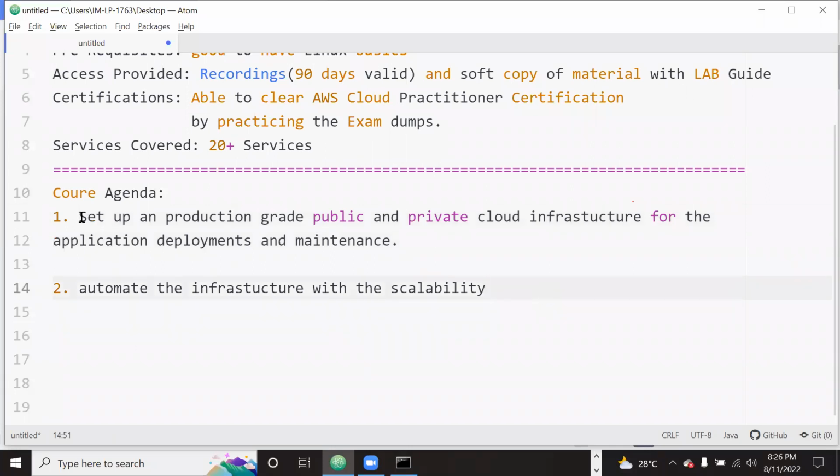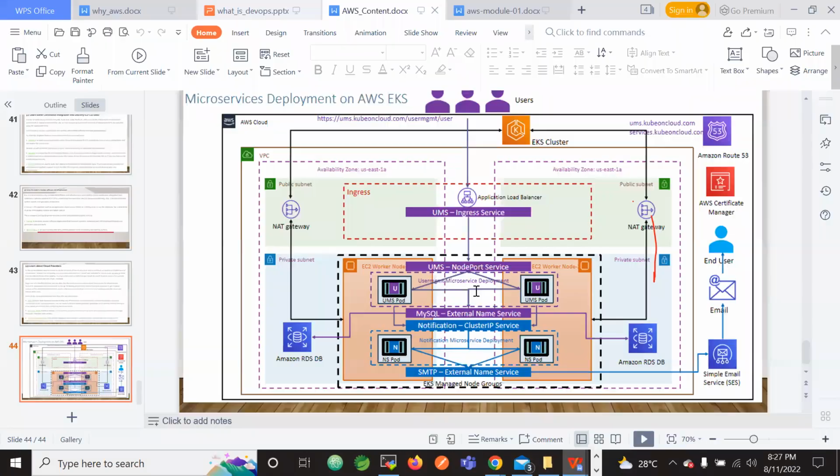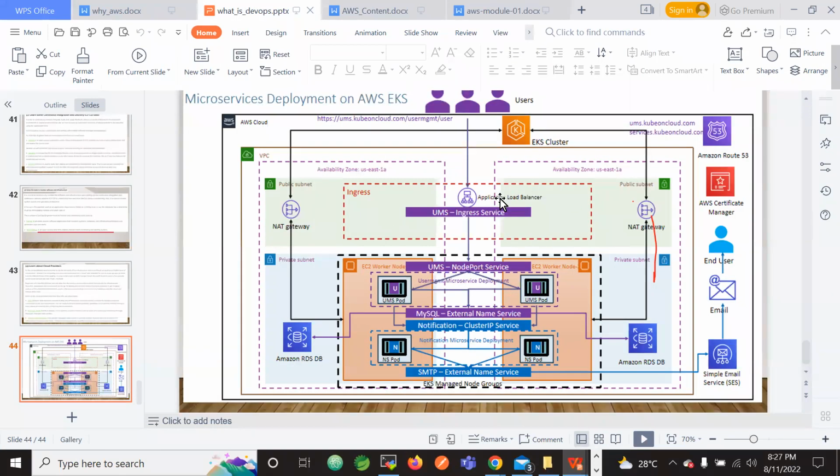Right. So I said set up a production grade public and then private cloud infrastructure. That means after attending the course, the outcome is that you can set up this production grade architecture using a lot of AWS services. How will we set it up? What does this cloud mean? Is this a private cloud, public cloud, or mixed cloud? What are we going to set up? That is what we will discuss.